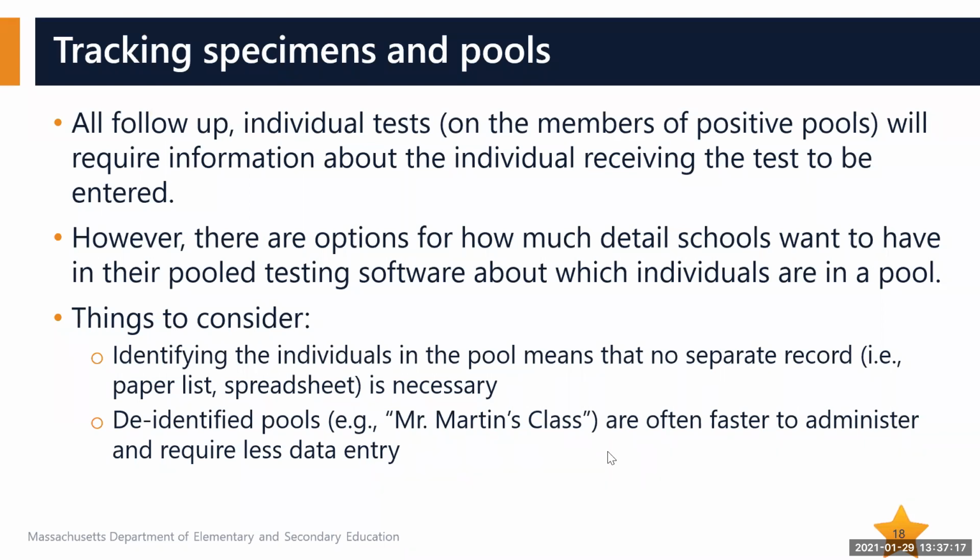Because if you tell the vendor and the lab that it was Mr. Martin's class, then you're going to have to keep that separate list of who was in Mr. Martin's class, so that when the results come back, you know who needs individual testing. But there's a trade-off, right? Because it'll perhaps take a little more time to enter into the digital platform who was in Mr. Martin's class. And so really thinking about what is the best option for you.